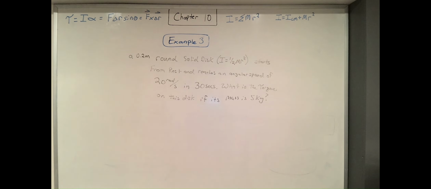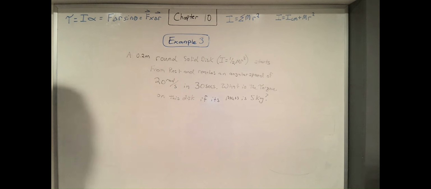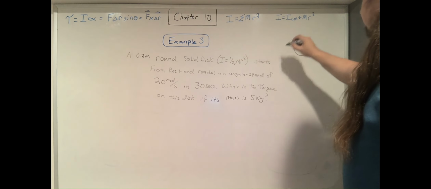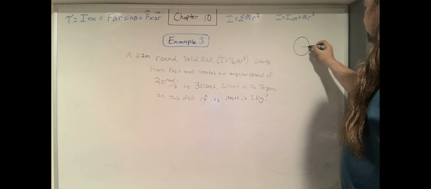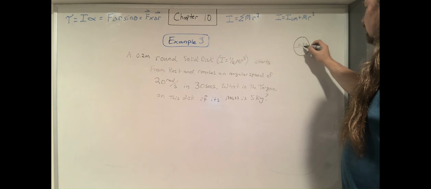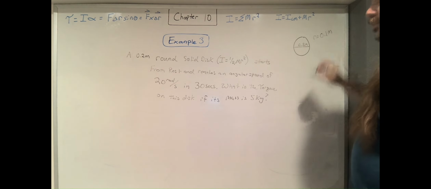Okay, example 3, we're still in torque. In this one here, we have a 0.2 meter round solid disc. So think of maybe like a potter's wheel or something. I'm going to have a disc, and we'll say that's the radius. Well, it said a 0.2 meter. So I'm going to assume that that's the diameter, which means the radius of this will be 0.1 meter.